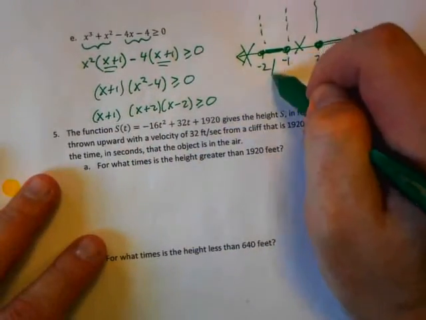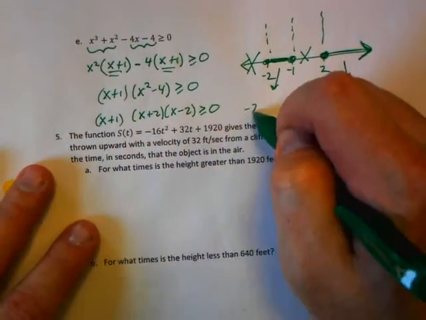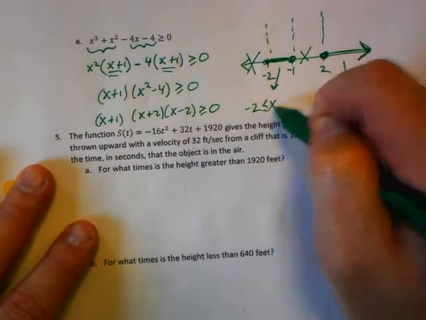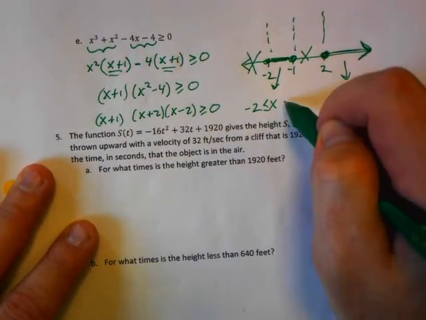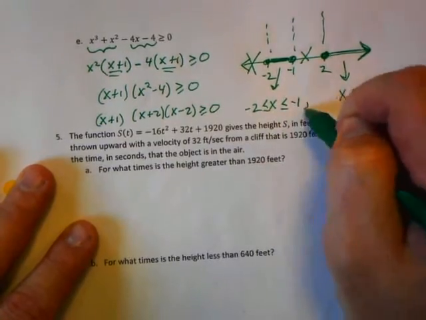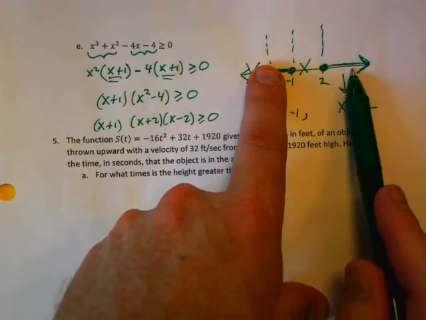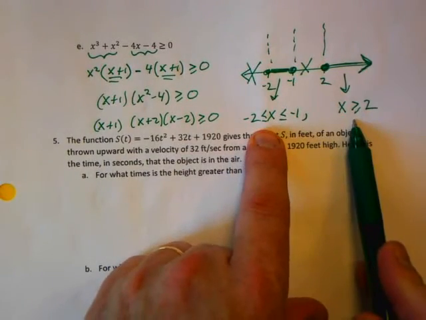And what's this piece here? -2 less than or equal to x, less than or equal to -1. Again, I have 2 separate chunks, 2 pieces that don't touch, so I need to write 2 separate answers. There they are.